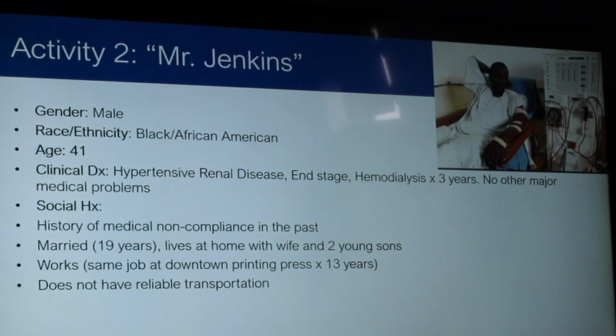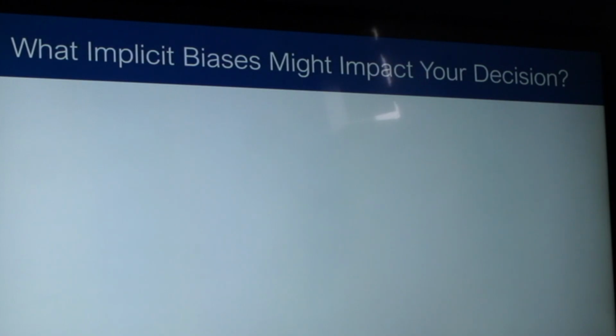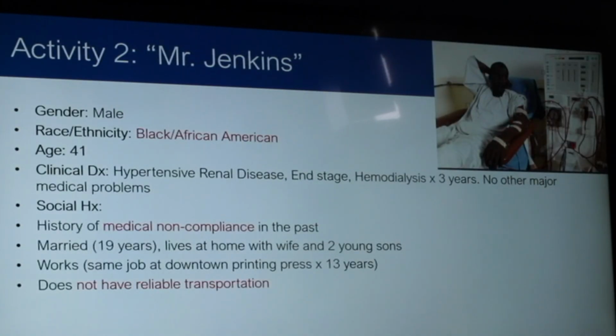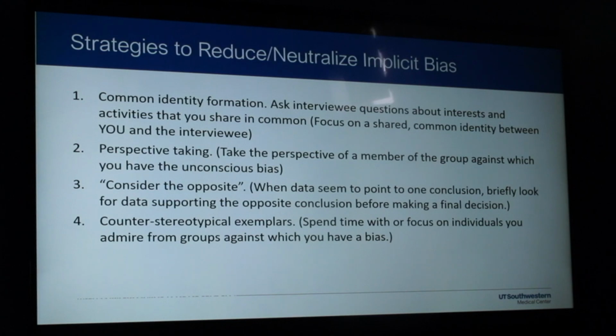This is Mr. Jenkins. He's black, he's 41 years old, he's been on dialysis for 3 years, he's got a history of medical noncompliance, he's married, has 2 sons, and he works at the printing press. Mr. Jenkins does not have reliable transportation. You and your team have a decision to make. So what implicit biases might impact your decision?